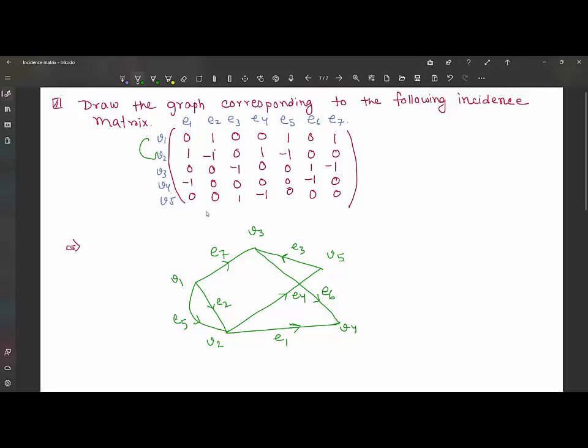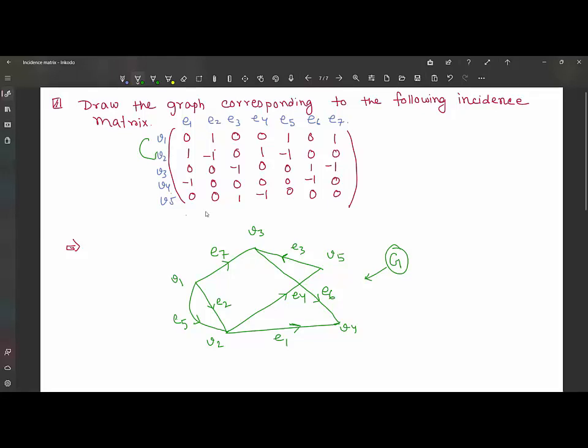After that, E2 is connecting V1 and V2. E3 is connecting V5 and V3. E4 is connecting V2 to V5. E5 is connecting V1 to V2. E6 is connecting V3 to V4, and E7 is connecting V1 to V3. That's the graph G corresponding to the incidence matrix. So that's the way of calculating the incidence matrix for the directed graph.